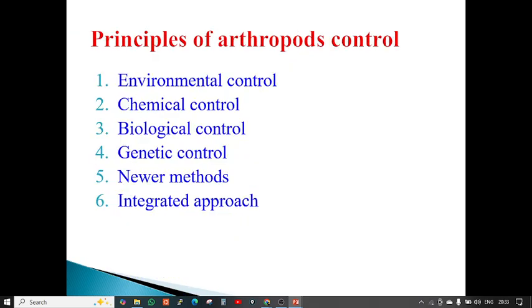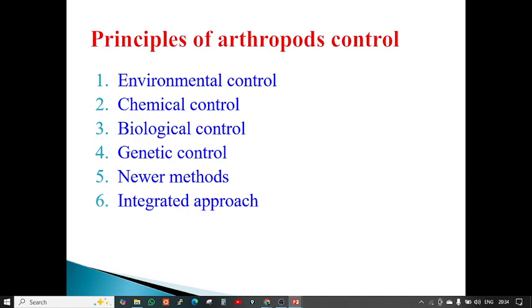So again, principles of arthropod control. We have seen there are various kinds of arthropods, that means the disease-causing agents or carriers. So how do we control them in order to save our health and live a good, healthy life? We have to control these mosquitoes, flies, and all such things. So how to control them?